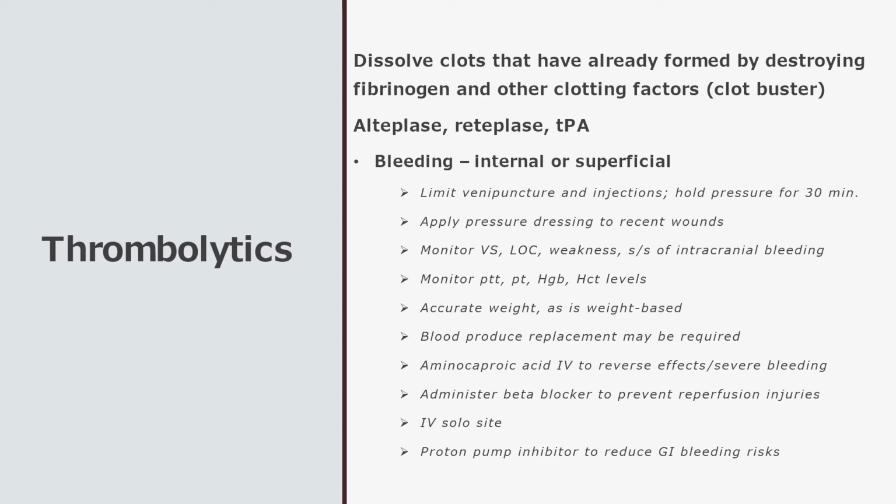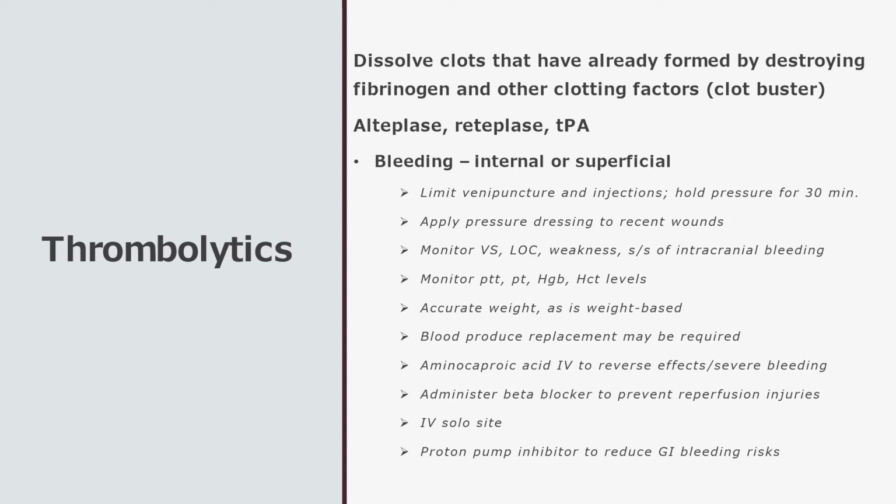Apply pressure to dressings on recent wounds. If they have a bandage already, you need to get an ACE wrap and apply pressure to reinforce that dressing, because it will start bleeding. Monitor their vital signs, level of consciousness, signs of weakness, and other signs and symptoms of intracranial bleeding. The hemorrhagic stroke, remember? Also monitor their coags, hemoglobin, and hematocrit levels. Make sure that we have an accurate weight, as this medication is weight-based. We need to know exactly how many kilograms they weigh so that we can measure their appropriate dose.